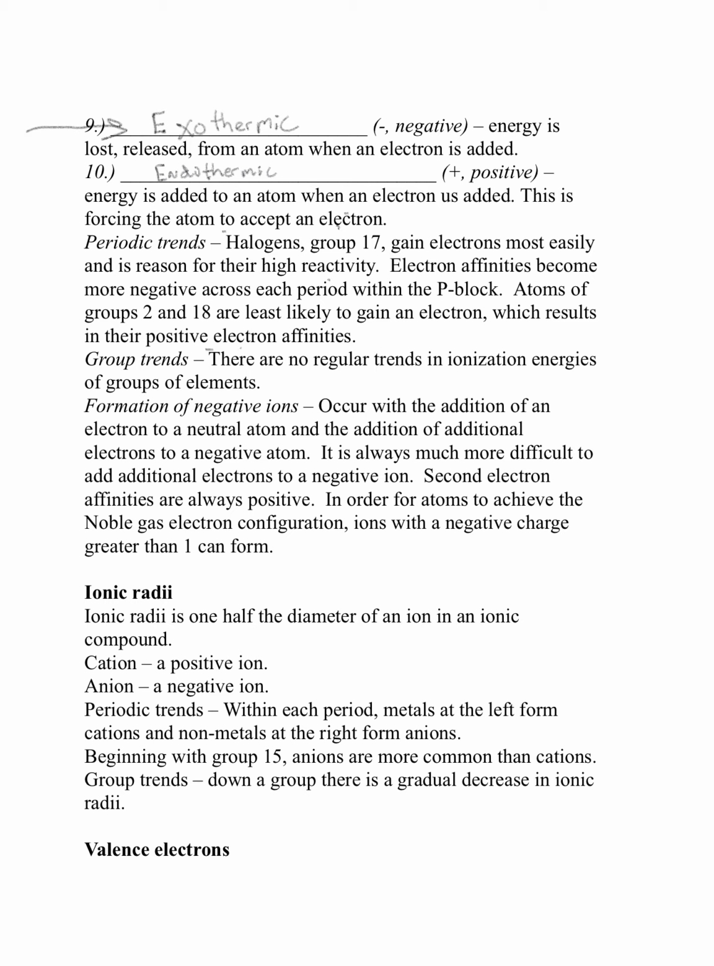Group trends: there's no regular trend of ionization energy for groups of elements. Formation of negative ions occurs with the addition of an electron to a neutral atom, and the addition of additional electrons to a negative atom. It's always much more difficult to add additional electrons to a negative ion. The second electron affinities are always positive. In order for an atom to achieve the noble gas electron configuration, ions with negative charges greater than 1 can be formed.